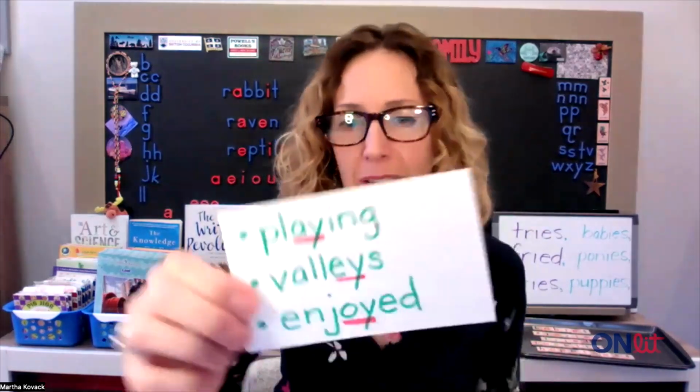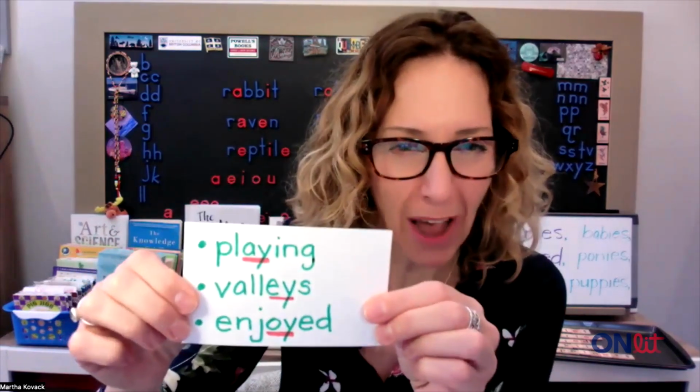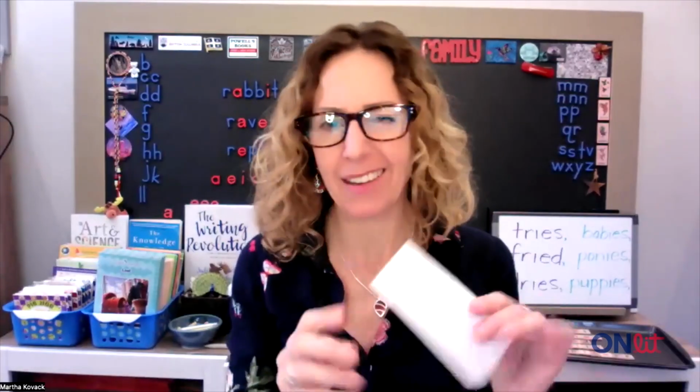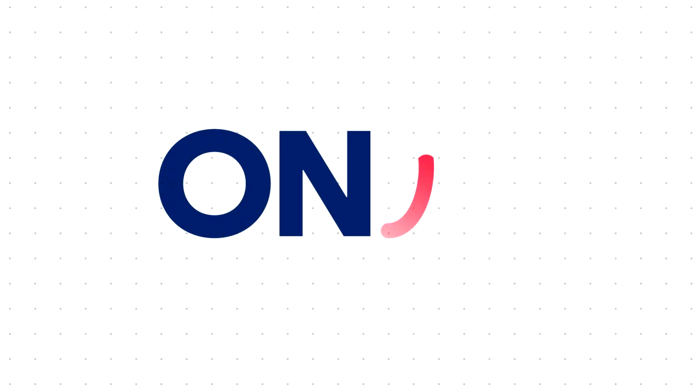And eventually they'll figure out that AY, EY, and OY are teams that you don't break up, and that double I just looks funny. So that is the Y to I rule. Ta-da!